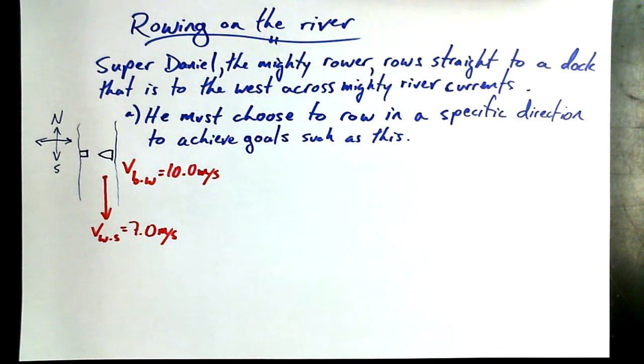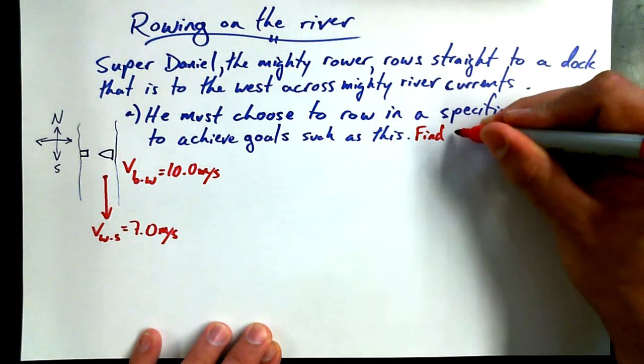So here's the story, to recap. Super Daniel, the mighty rower, rows straight to a dock that is to the west across the mighty river currents. He must choose to row in a specific direction to achieve goals such as this, and what we would like to do is find that direction.